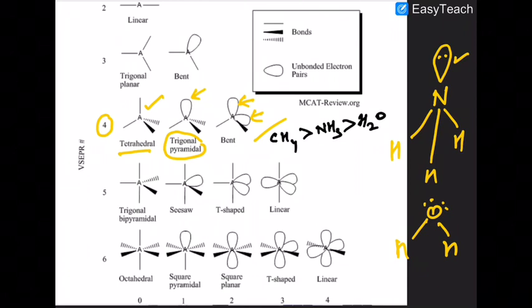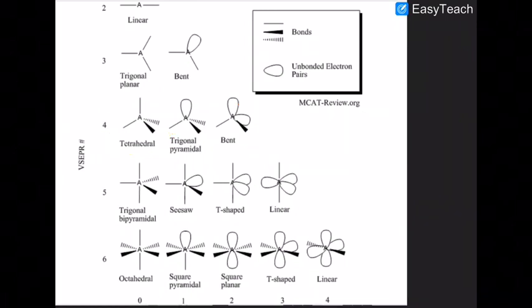Now consider the case of trigonal bipyramidal. If all of them are bond pairs, then you have a perfect trigonal bipyramidal geometry, with 5 bond pairs. If you have one lone pair, then you have seesaw structure. What is seesaw structure?